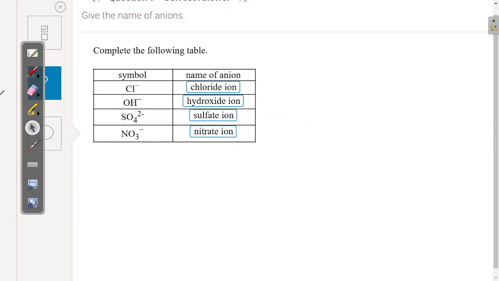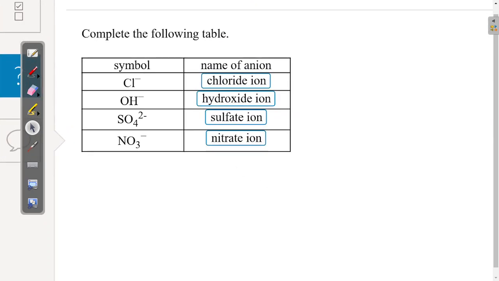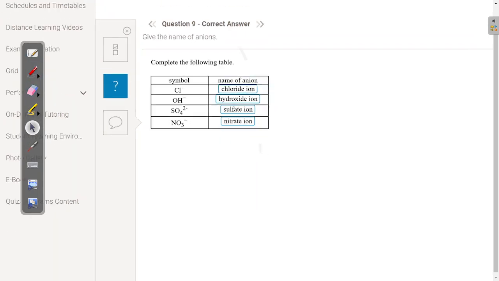Cl minus is chloride ion. OH minus is hydroxide ion. SO4 2 minus is sulfate ion. And NO3 minus is nitrate.